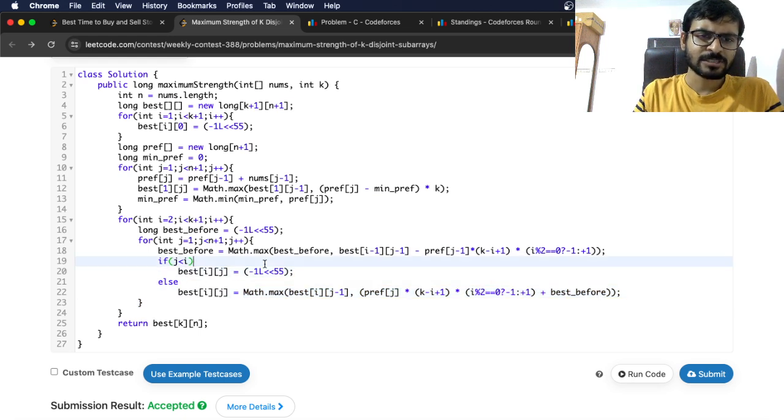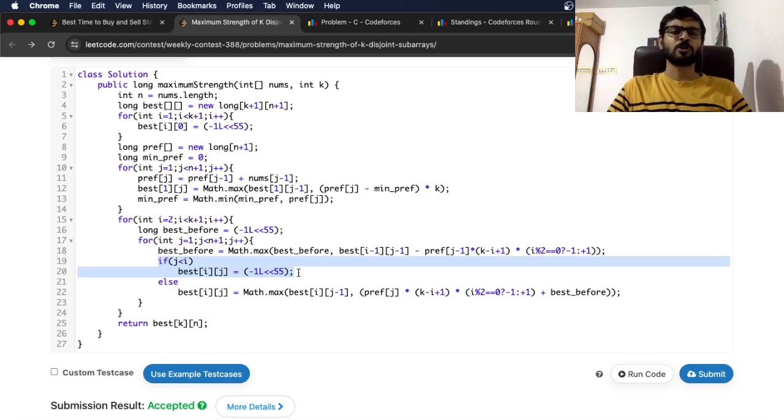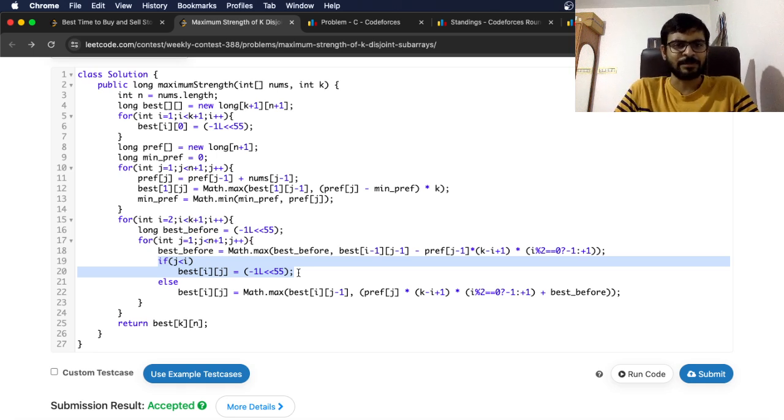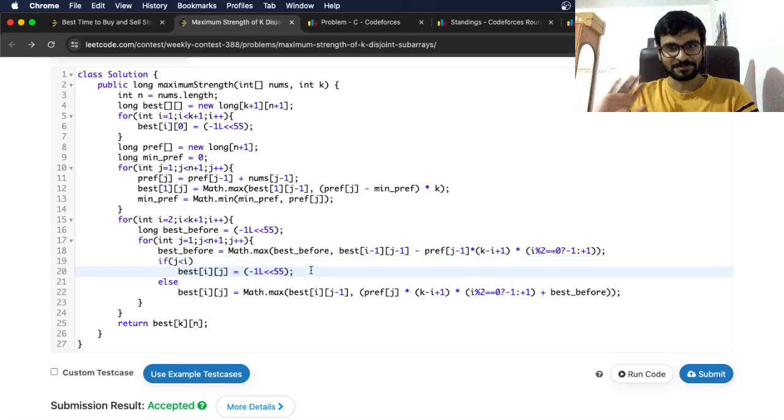You can follow this: if j less than I, then this is not valid. If j less than I, that means I want I subarrays, but I'm not looking at I elements, I'm looking at less than I elements. Then no such selection is possible. In such a case, I'm saying that the answer is minus infinity. No such answer possible. So up to there, I'm basically having this so that no unnecessary plus minus happens. That is my strategy.